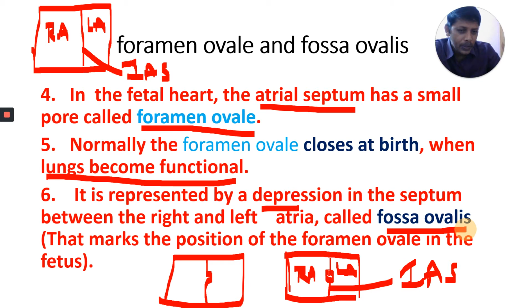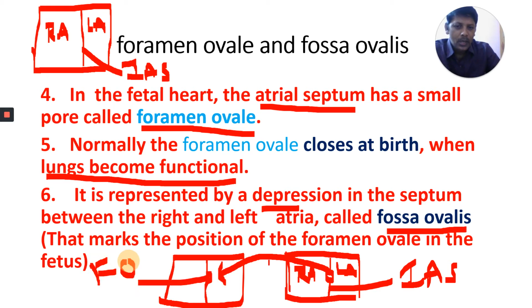That means this is after birth. In place of the foramen ovale, what is present? This is called fossa ovalis. Fossa ovalis marks the position of foramen ovale in the fetus.